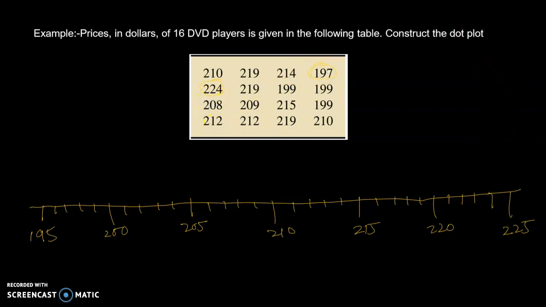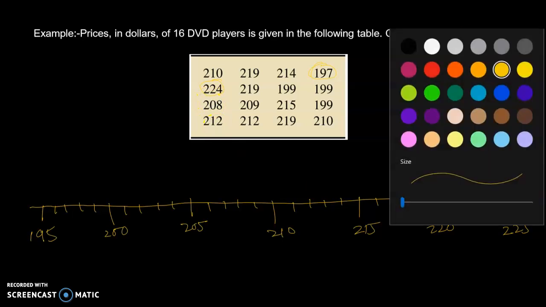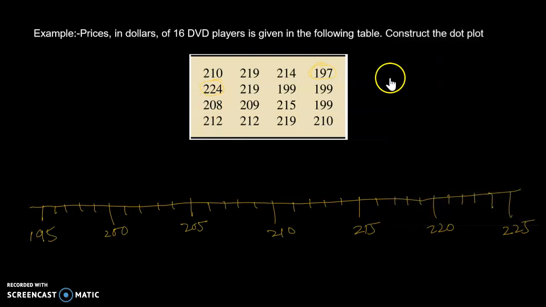Now what is the next step? In the next step we are going to plot these values on this particular axis. For every observation I'm going to put a dot on the top of the value. This is 210. I crossed it out. 210. This is one value. I put a dot. 224. 224 is here.